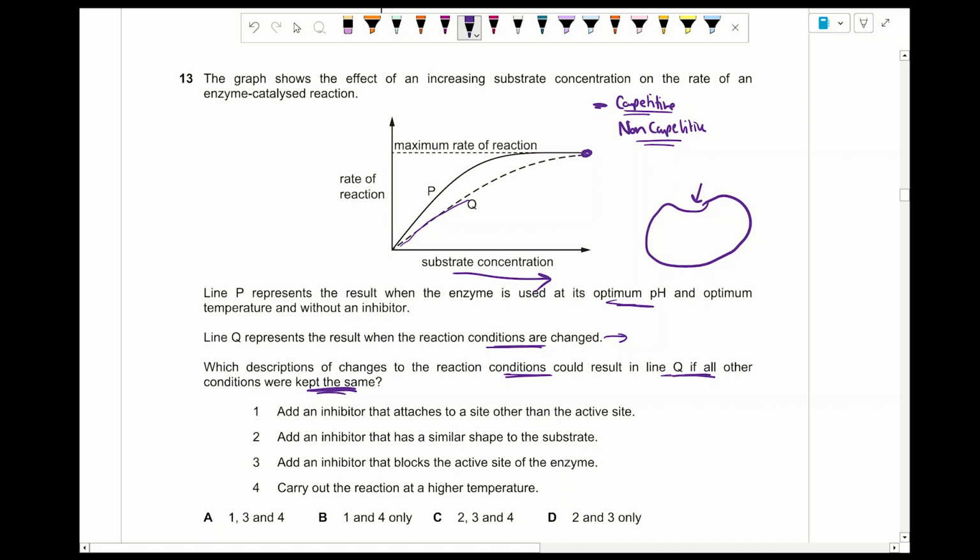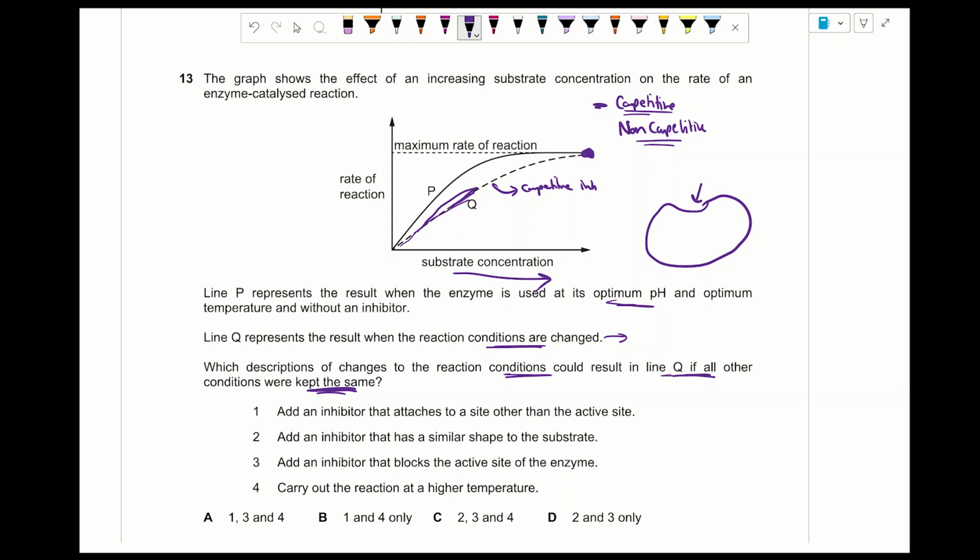Therefore, what happens is that the rate of the reaction slows down at first. However, because we increase the substrate concentration, it is able to overcome the effect of the competitive inhibitor and reach the same rate of the reaction at the end. Therefore, Q must be a competitive inhibitor added.